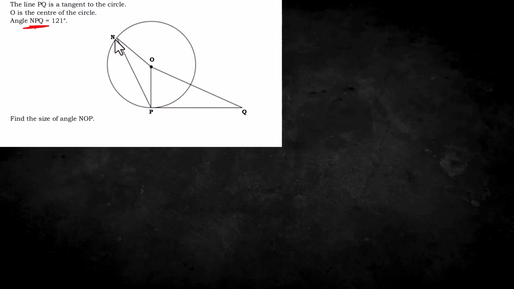So NPQ, I think this side, is 121. Everything here is 121. But this side alone is 90, so we can find this side. 121 minus 90.